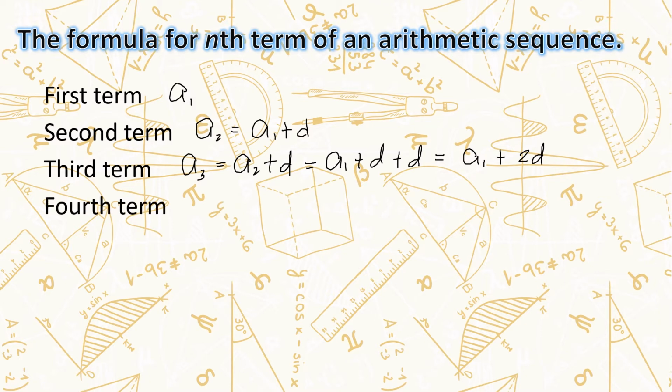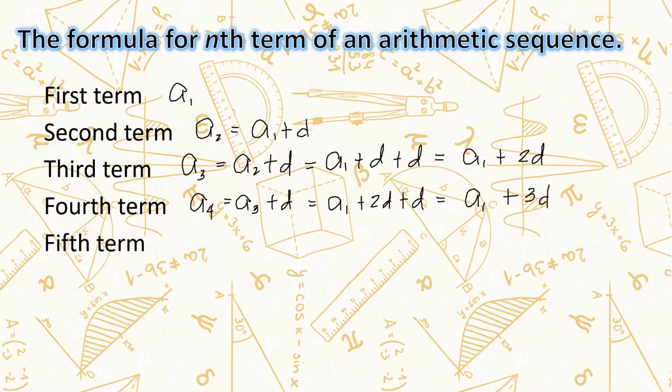Now, let us get the fourth term, that is a sub 4. So, a sub 4 is equal to a sub 3, the previous term, plus d. But a sub 3 in terms of a sub 1 is a sub 1 plus 2d. Therefore, in terms of a sub 1, we have a sub 1 plus 2d plus d. And a sub 4 is equal to a sub 1 plus 3d.